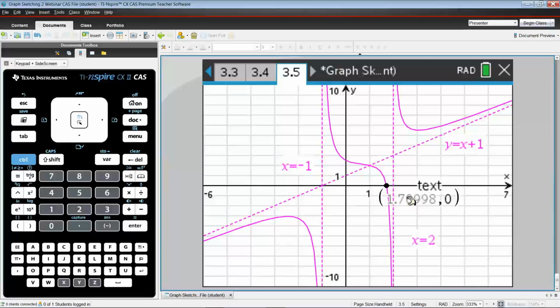Now we want it only to 2 decimal places. So you hover over that and simply press the minus button. So as you can see, my minus button is pressed over there. So when you hover over a number on the graphs page and you press plus or minus, that will increase or decrease the number of decimal places respectively. So that is the x-intercept.